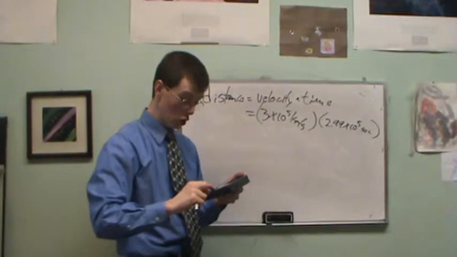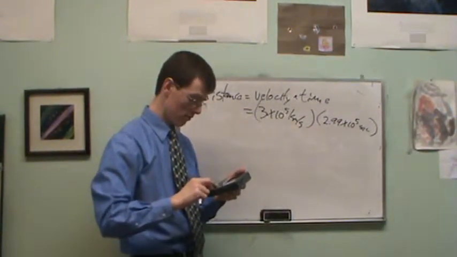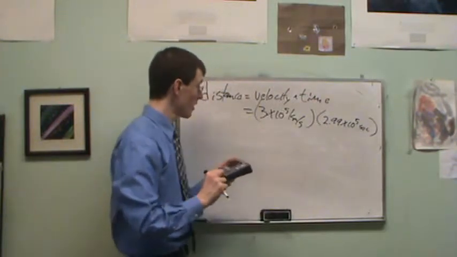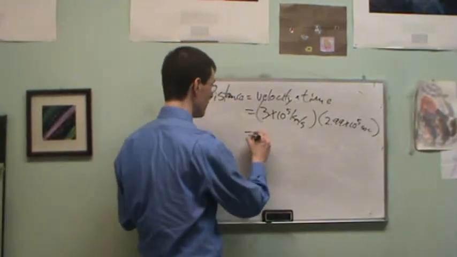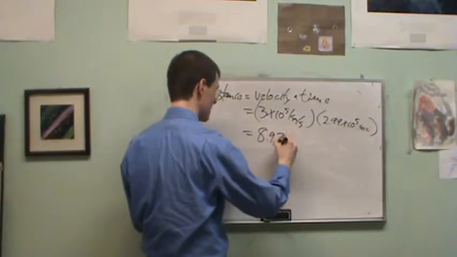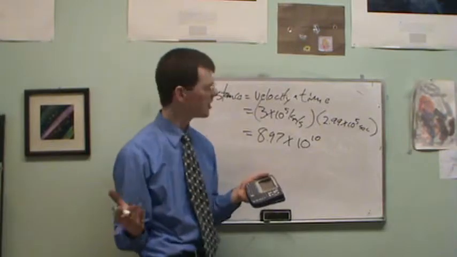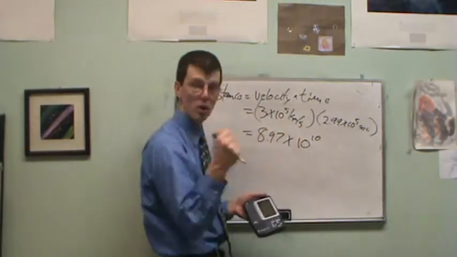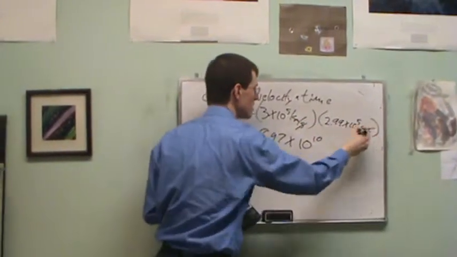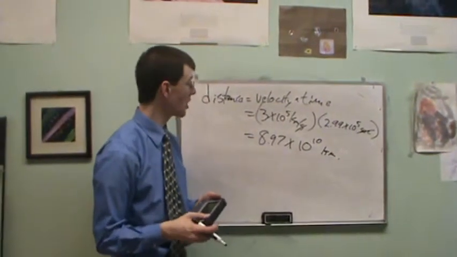3 times 10 to the 5th times 2.99. Could round that to 3, that'd probably be fine. Times 10 to the 5th. And what do I got? I have 8.97 times 10 to the 10th. What are the units? This is kilometers per second times seconds. Per means divided by, so the seconds cancel. That is an answer in kilometers: 8.97 times 10 to the 10th kilometers.